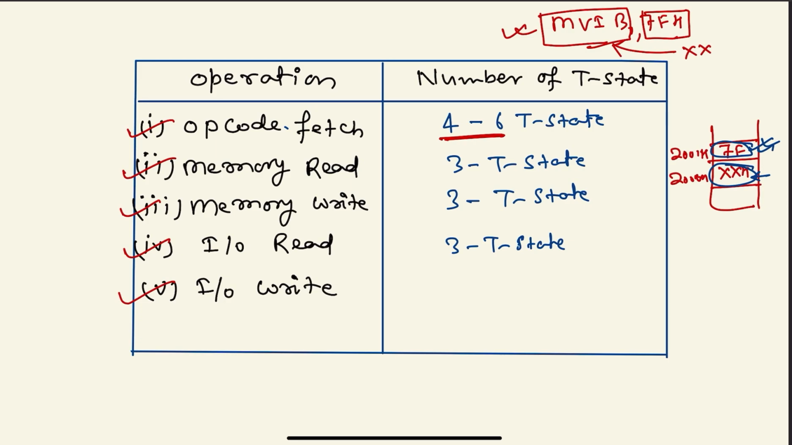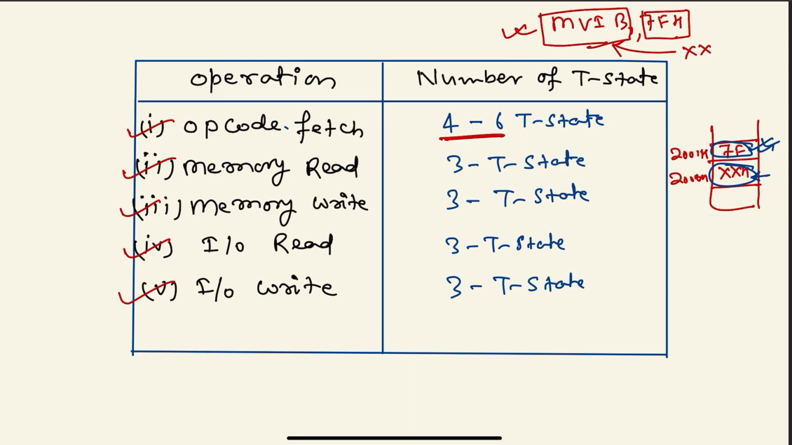Similarly, IO write also takes only 3 T states. It is very similar to IO read, but in IO write, the processor, as per the program instruction, updates the output port, and that output port is updated by this IO write operation performed by the microprocessor.